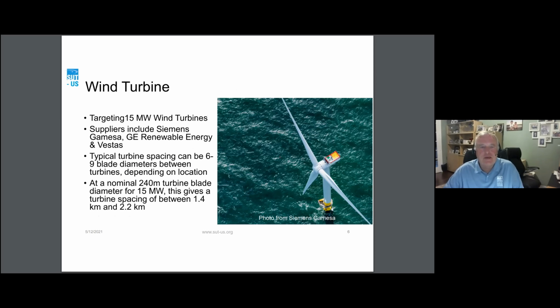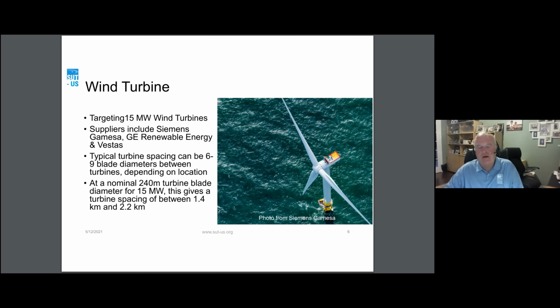So the wind turbines. Here we see a Siemens Gamesa turbine. And the companies that are developing these, Siemens, GE, Vestas, are all absolutely superb organizations, and they are moving forward. And they're now starting to sell the 15 megawatt units. We've got to remember about the spacing. You can't just put them too close.